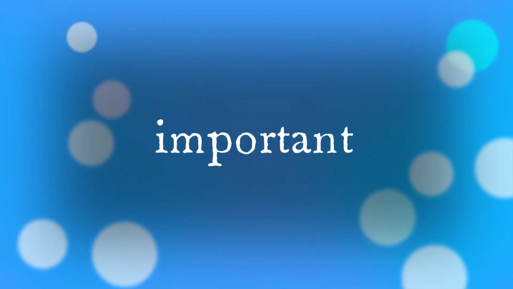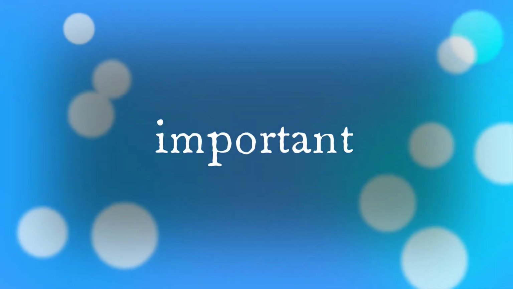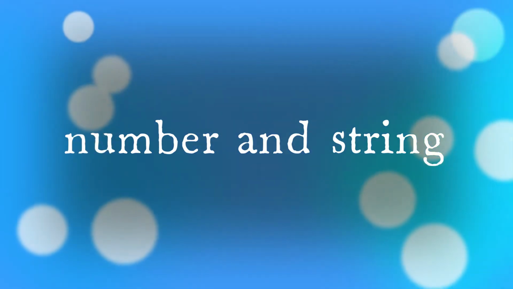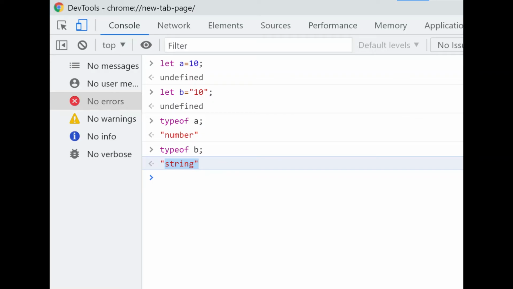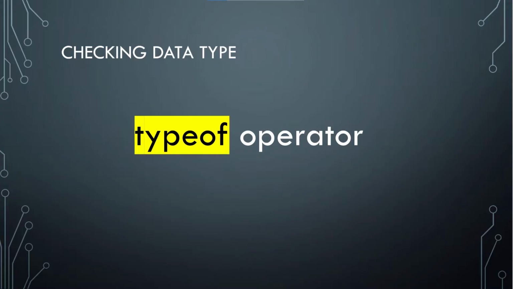This is the most important point because sometimes it creates confusion between number and string data types. For example, here variable A's value is 10 and variable B's value is also 10. But the difference is variable A's data type is number and variable B's data type is string because 10 is enclosed within quotation marks. Hope you understood the difference.